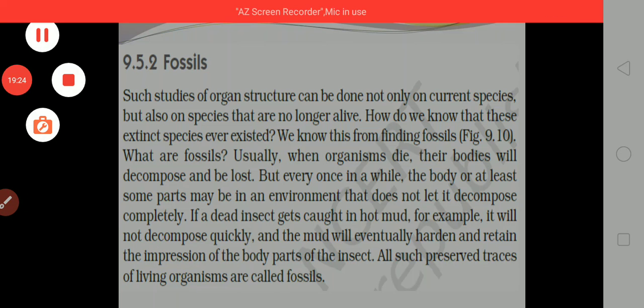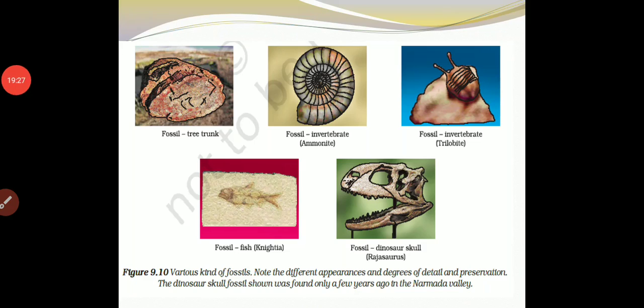Now here you can see a fossil tree trunk, as well as an invertebrate, the ammonite. Here is another fossil invertebrate, the trilobite, and a fish. Here you can see the traces or fossil of a species, as well as a dinosaur skull. All these things are various kinds of fossils.